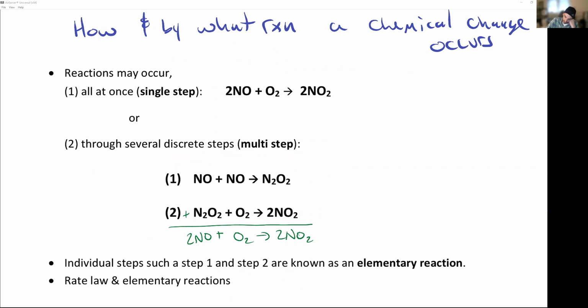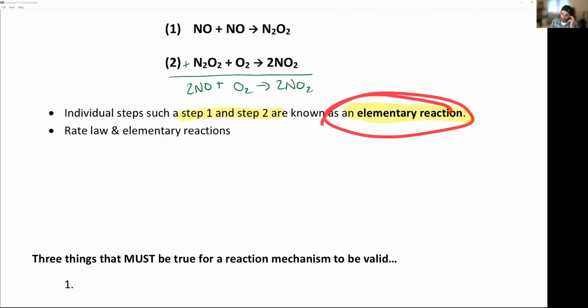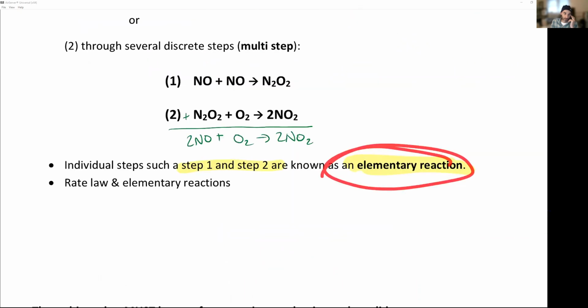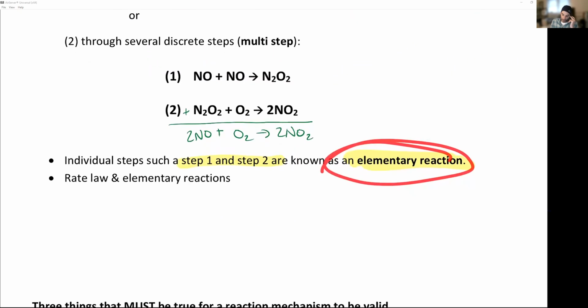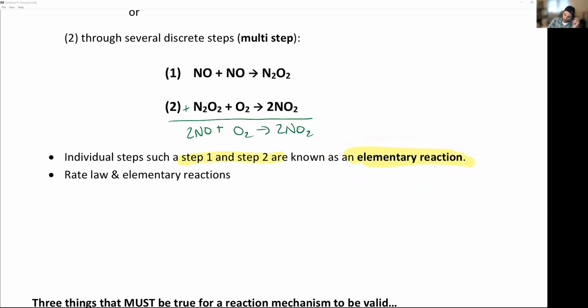Actually, it's right there. This is known as an elementary reaction. So I have 2 steps, 1 and 2, which are known as elementary reactions. The reaction here is known as the overall reaction, but these elementary steps are the process by which this reaction can occur.